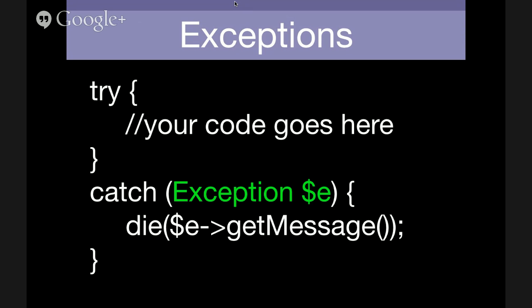So the real key is the exception object that's returned. You can have different exception objects. It doesn't just have to be the generic one. And then you can pass through messages. And you see there the die get message. That's, of course, not how you'd want to handle it in your code, but you get the idea.